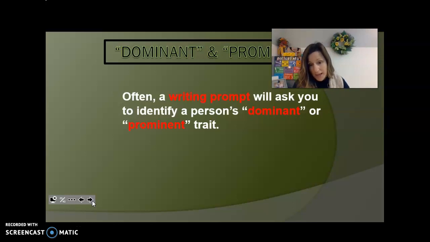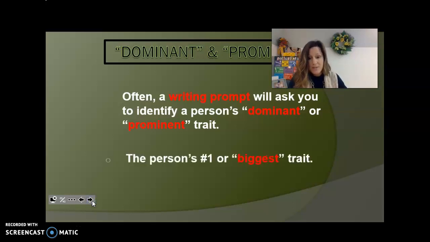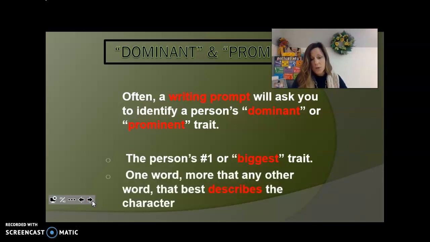Often a writing prompt will ask you to identify a person's dominant or prominent trait, and that's what we're going to be looking for. What really jumps out to you? This person is really this, right? It really describes them well. It's the person's number one or biggest trait, and it's the one word more than any other word that best describes the character, okay? So hopefully you got those notes down. They're going to be very important to refer to when we're filling out our examples and trying to explain them today in our next activity.